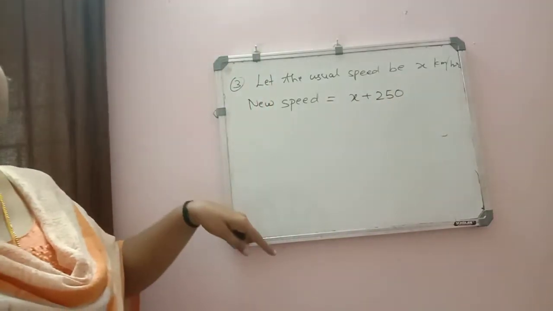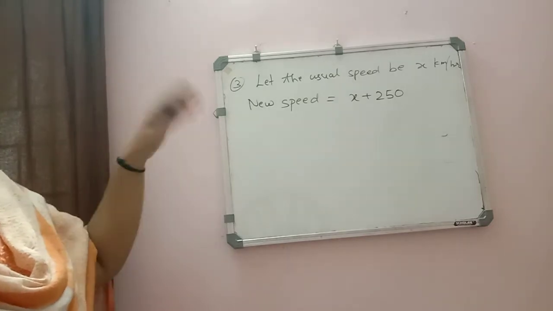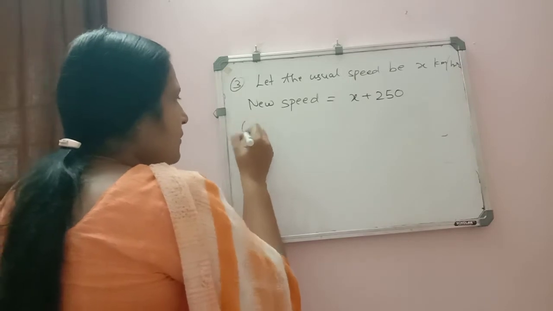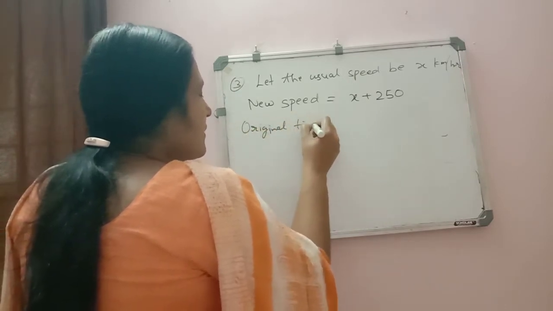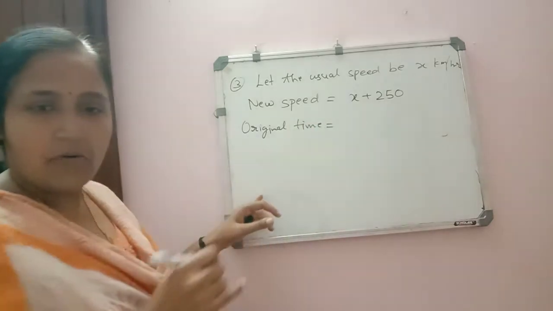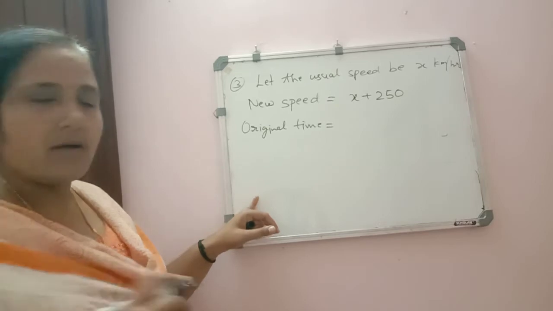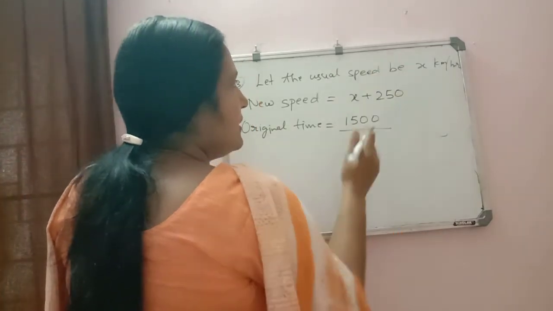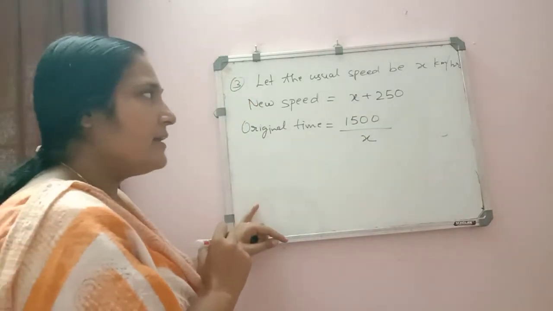Again, in both cases we will check the time taken by the plane. First we will take the original time. How much distance are they covering? They are covering a distance of 1500 km. So the original time will be equal to distance by speed, 1500 by x.